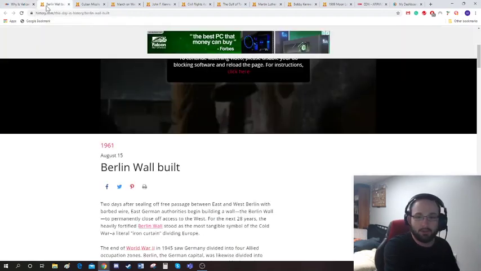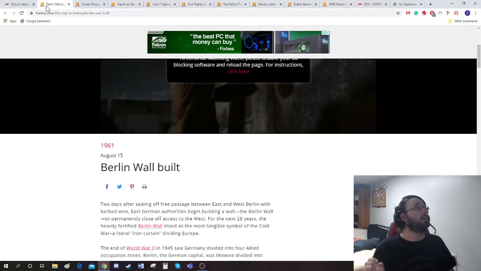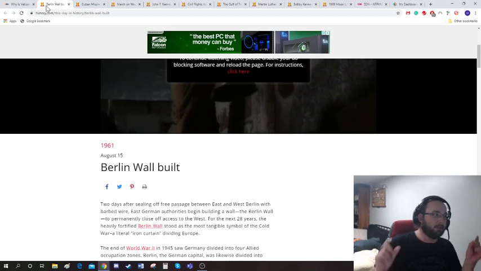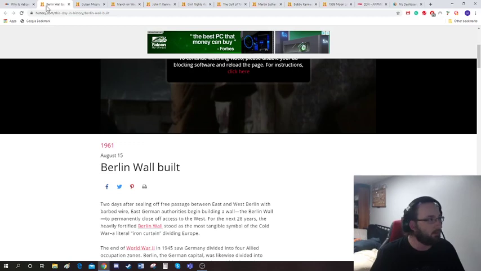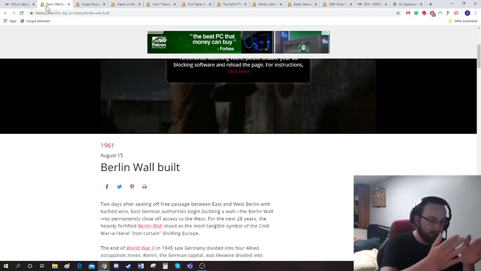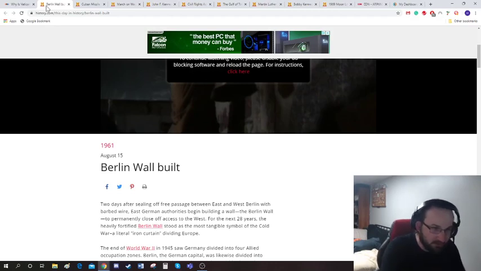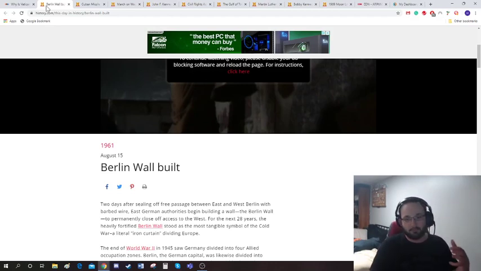Then we move on to the Berlin Wall being built. This is one of the defining moments of the Cold War. This period of increased tension between the United States and Russia. This is one of the most important moments. And it's a wall being put up, sealing off West Berlin from East Germany. The Berlin Wall became a symbol of the struggle between East and West.